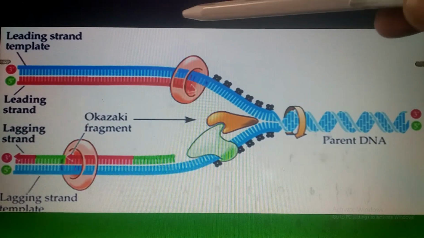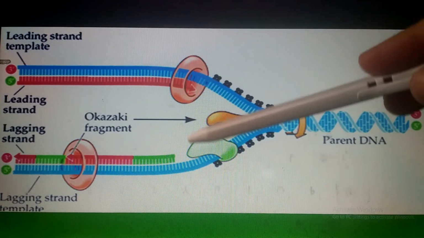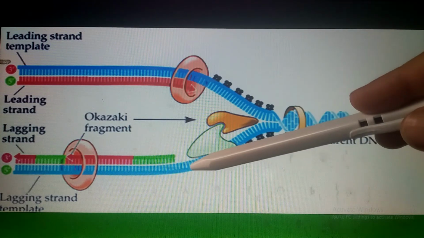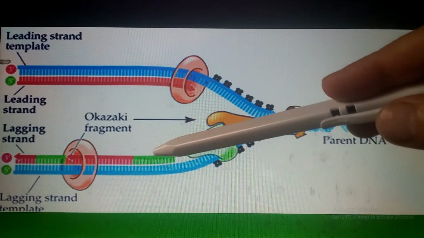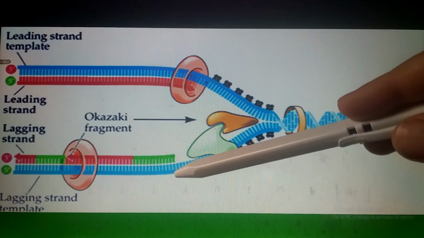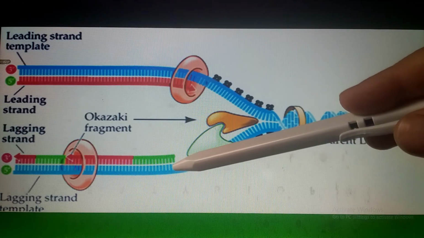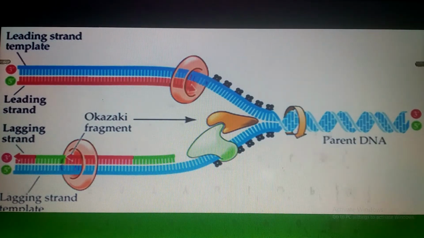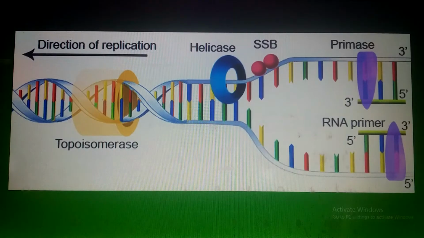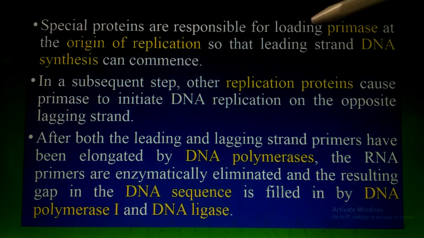So the replication at the leading strand is continuous, but at the lagging strand it is discontinuous and produces small fragments along the parental strand, and these fragments are known as the Okazaki fragments. Is it clear? Okay. Now these 2 points are clear. After both the leading and lagging strand primers have been elongated by the DNA polymerases, the RNA primers are enzymatically removed. Now what will happen when the replication is complete?